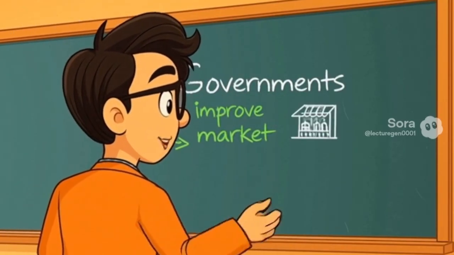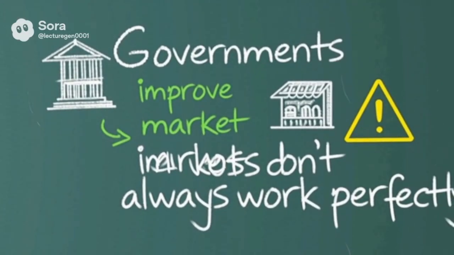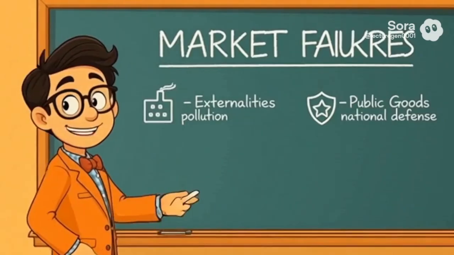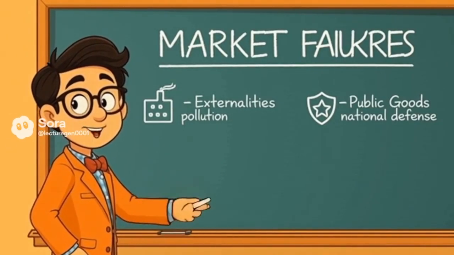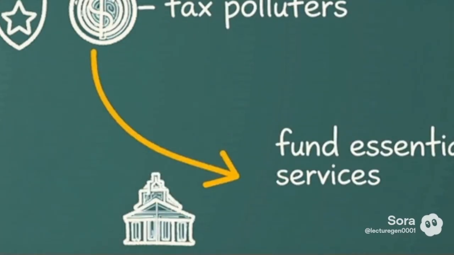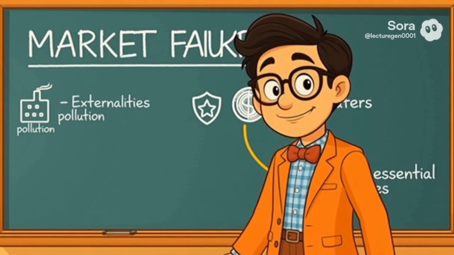That brings us to our next point. Sometimes governments can improve market outcomes. Economists call these situations market failures. Examples include externalities, like pollution, and public goods, like national defense. Governments can step in to correct these problems, say by taxing polluters or funding essential services.